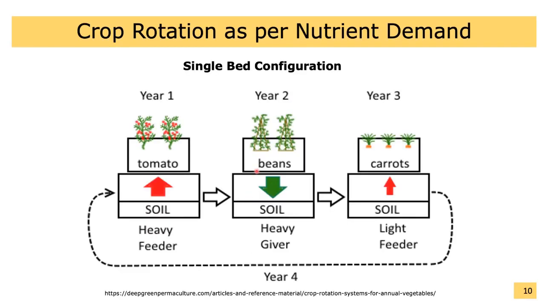Crop rotation as per nutrient demand. Legumes such as peas and beans help fix nitrogen and improve soil nutrients. It's a good idea to include them in the cycle of rotation so as to replenish soil nutrients that get depleted by other plants that take up a lot of nutrients from soil, such as tomatoes. It is also a good idea to include plants with deeper roots so that they can access nutrients located deeper in the soil, for example, carrots.